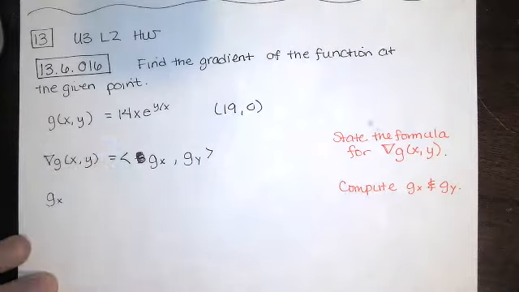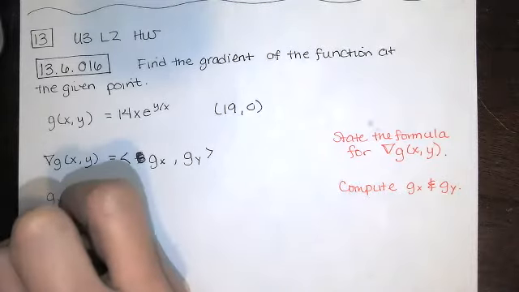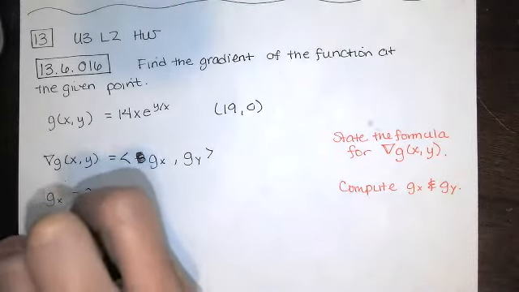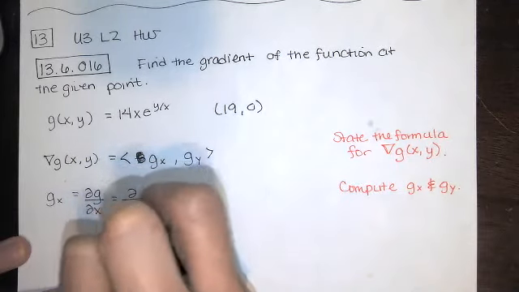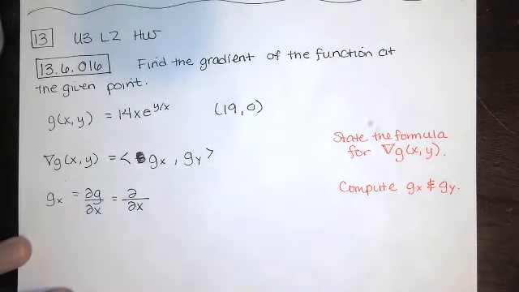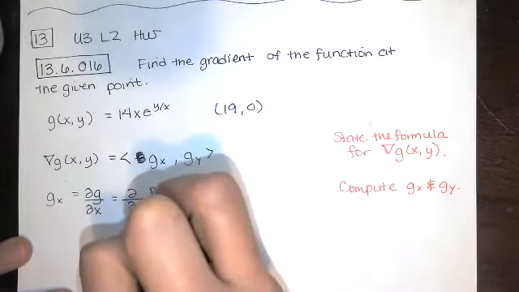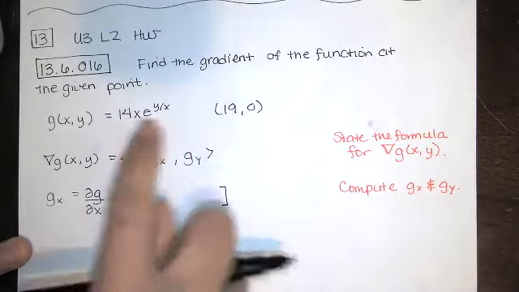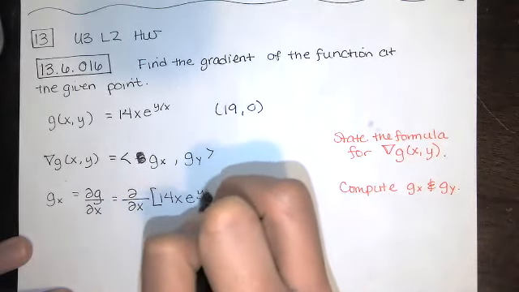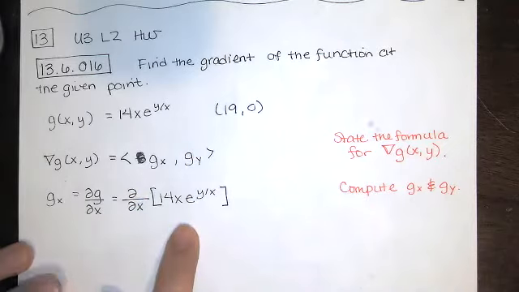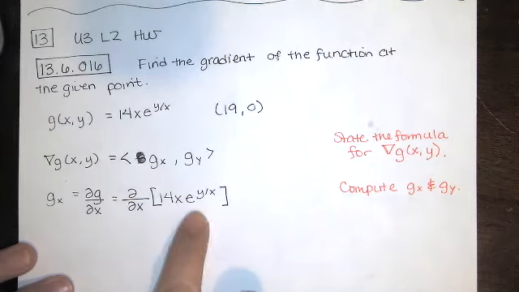You could represent the partial of G with respect to X that way, or you can represent it that way, or you can use this operator notation, the partial with respect to X of our function. So I look at this and I say to myself, what rules from Calculus 1 apply to this when taking the partial with respect to X?